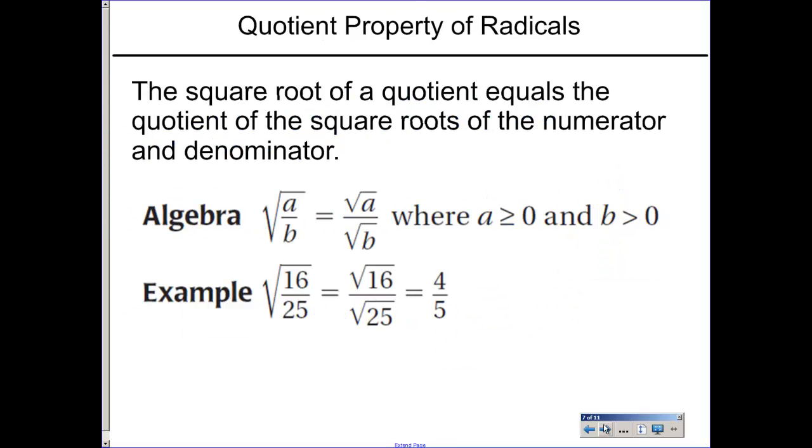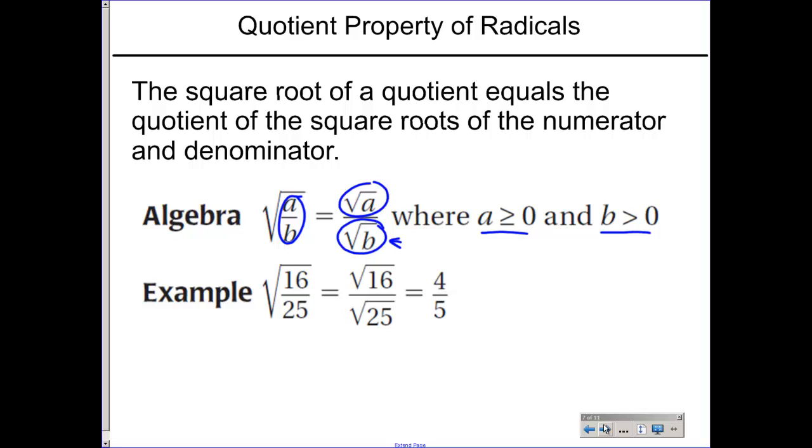The quotient property of radicals. The square root of a quotient, which is nothing more than a division, equals the quotient of the square roots of the numerator and the denominator. So if I have a fraction underneath the radical sign like this, and remember, to be in simplified form, we're not allowed to have fractions under the radicals. We break it out into a fraction with a radical in the top and a radical in the bottom. Again, we cannot have a's that are negative, and we cannot have b's that are negative or 0, because b is in the denominator, and we can't have a denominator of 0 either.